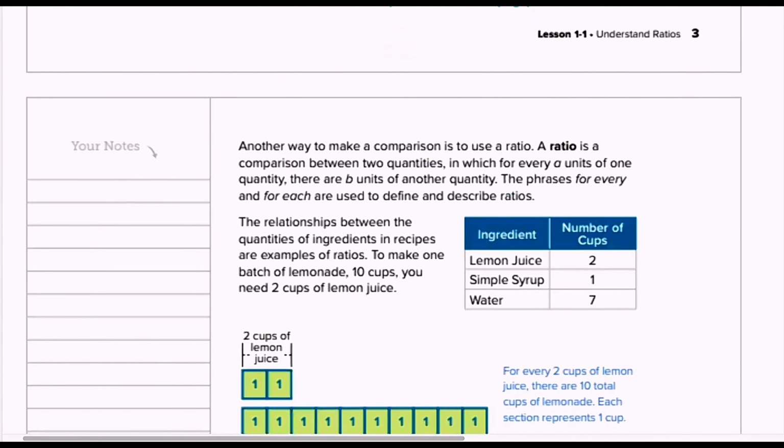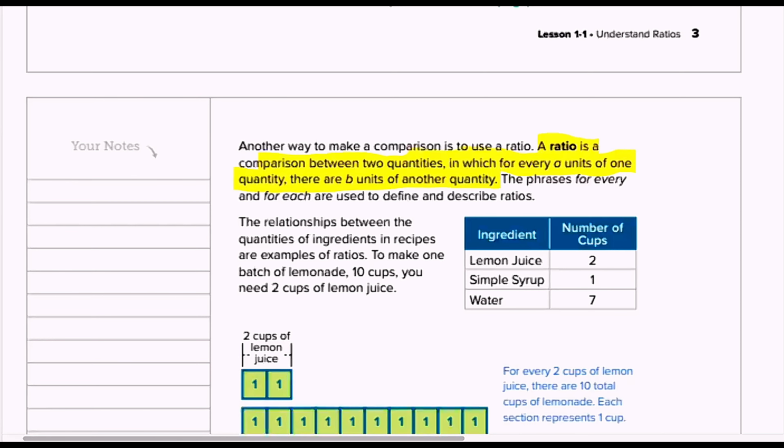The first step, I need to know the meaning of the ratio. What is the meaning of the ratio? The ratio, as we see on page 4, is a comparison between two quantities in which for every A units of one quantity, there are B units of another quantity. The phrases for every and for each are used to define and describe the ratio.